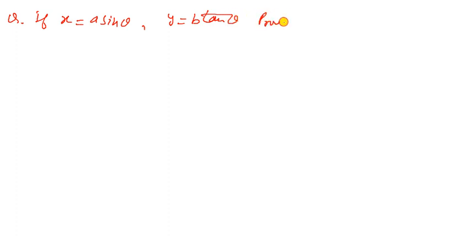Now come to another question. The question is that if x is equal to a sin theta and y is equal to b tan theta, now prove that a square upon x square minus b square upon y square is equal to 1.